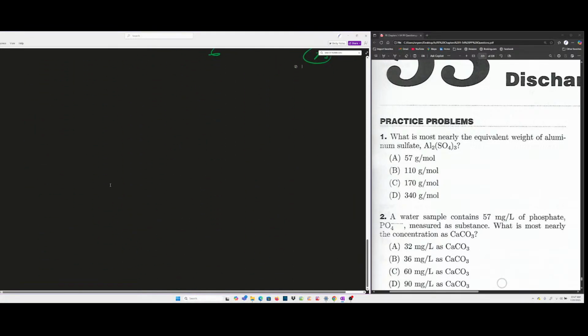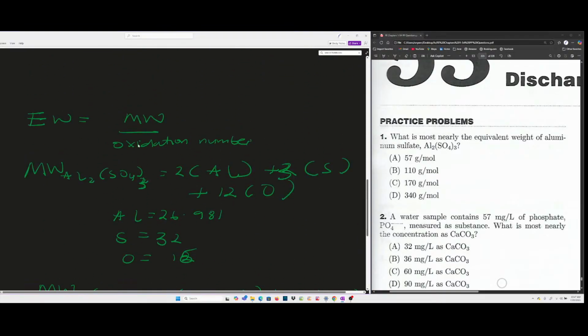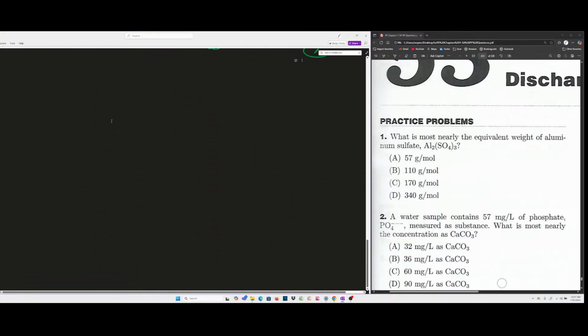Very, very easy. One thing we have to know is that molecular equivalent weight is equal to molecular weight divided by the oxidation number. And once we know that, everything gets so easy and simple, okay?